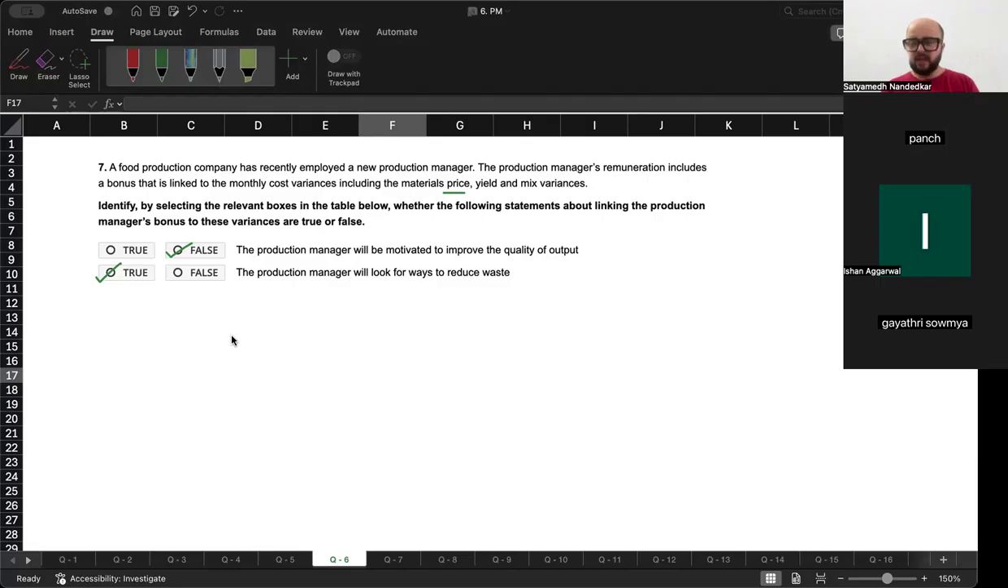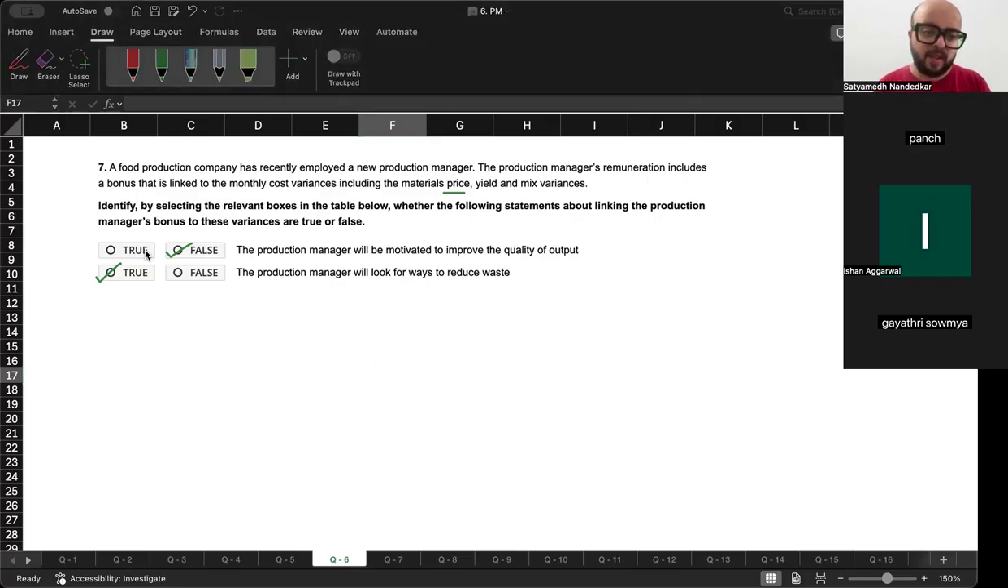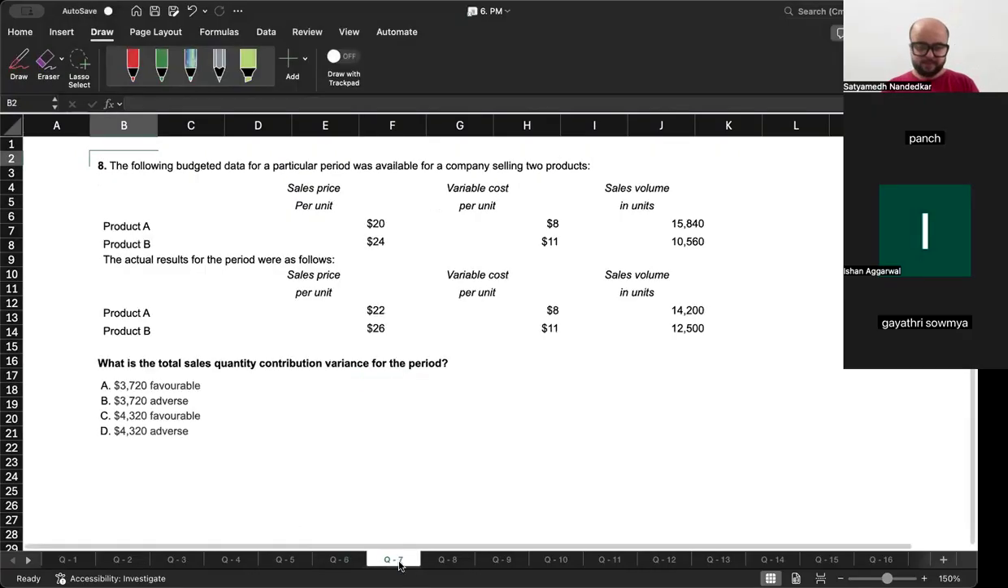I believe this is a very interesting question, because we will always believe that a production manager should be motivated to improve the quality of output, which is great. But here he is judged only on price, yield and mix. तो यहाँ पे quality के लिए he has no incentive. ठीक है? चलो.